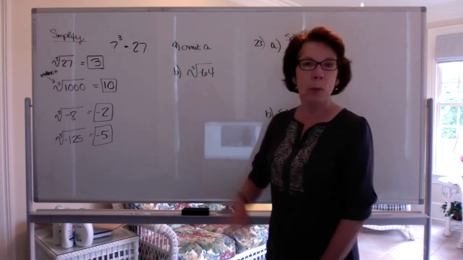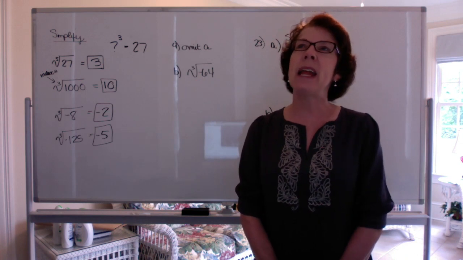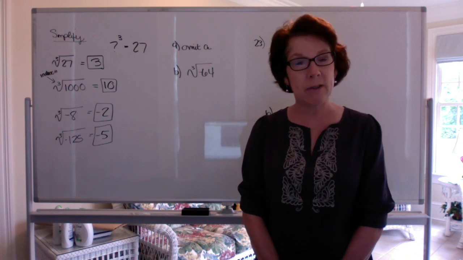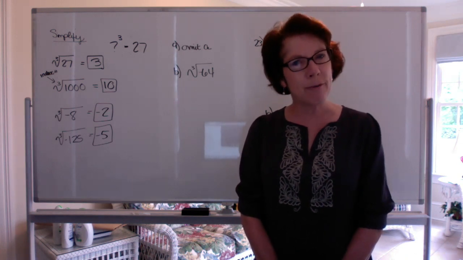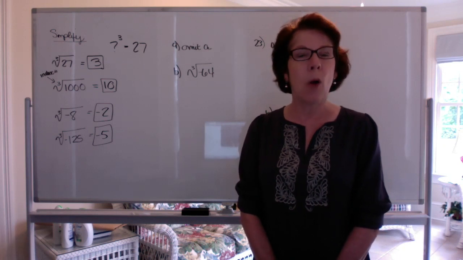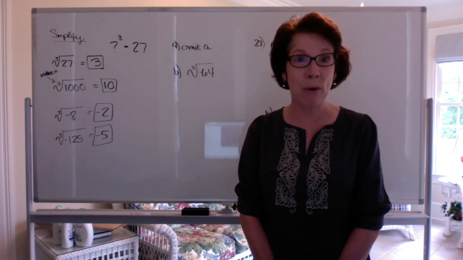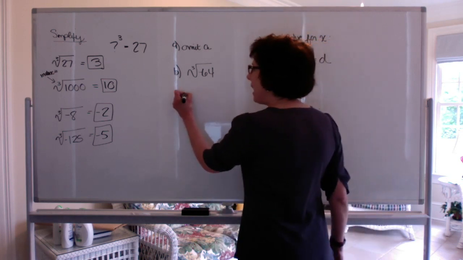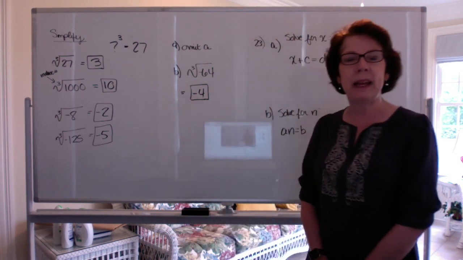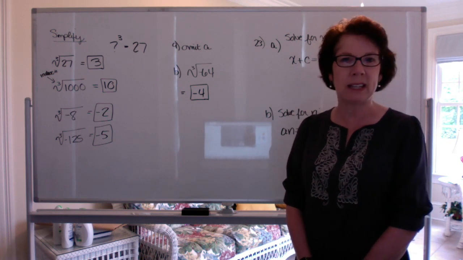Alrighty, now, the cube root of -64. Well, let's see. -2 cubed is -8. -3 cubed is -27. What is -4 cubed? Well, -4 times -4 is 16. What is 16 times -4? -64. And so we have our answer. -4, when it is cubed, would give me -64. So -4 is the cube root of -64.